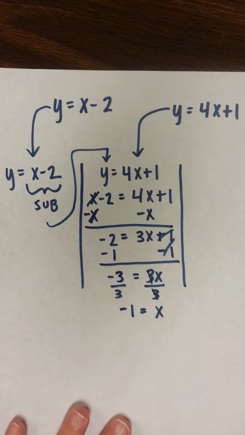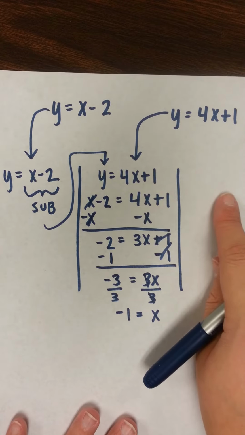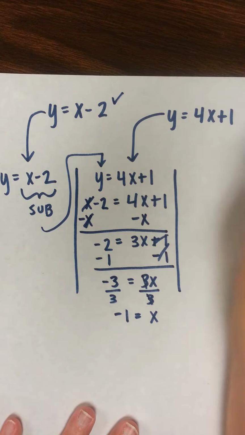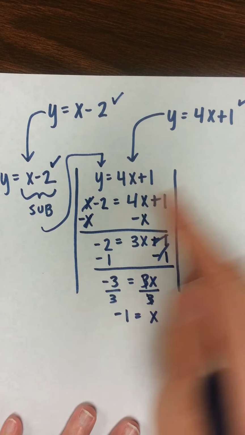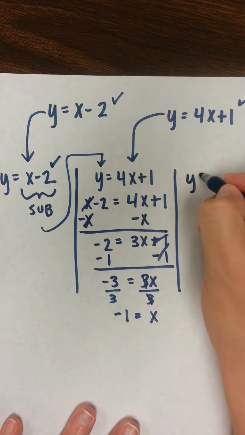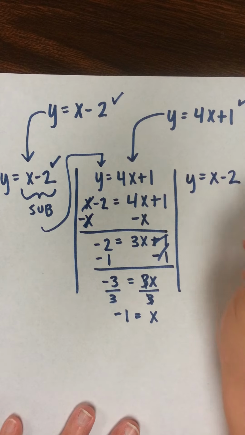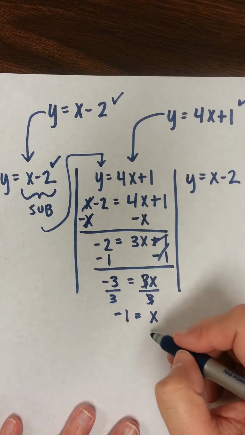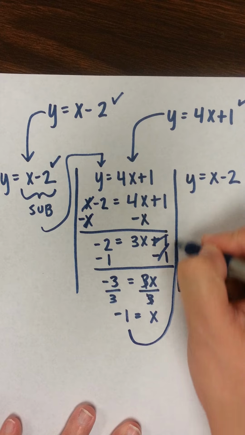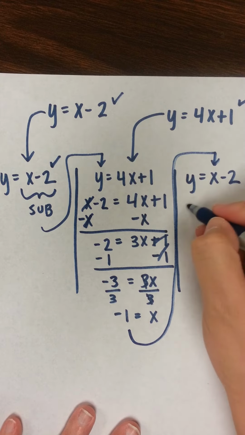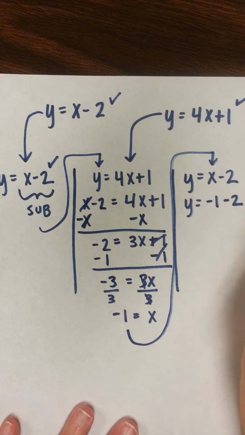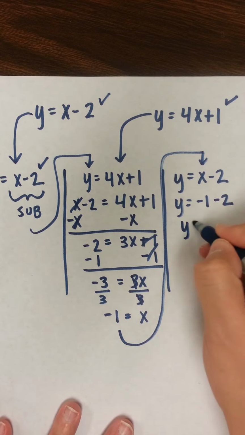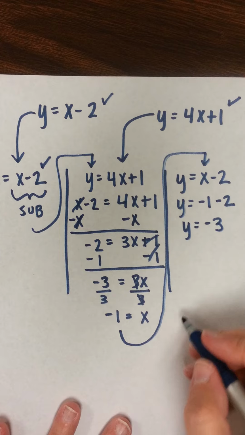Now that we know what x is, we can start our third column. Remember, you can use any of the equations that we looked at before. I would recommend using the sub-equation. So y equals x minus 2. In place of x, we're going to put in that negative 1. So we have y equals negative 1 minus 2, which gives us y equals negative 3.